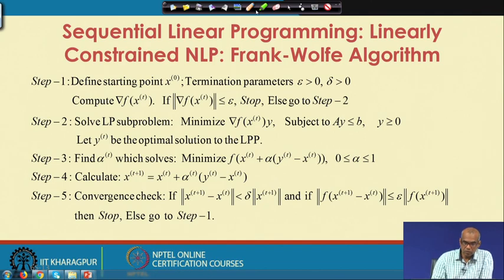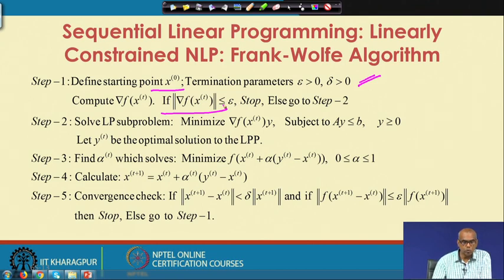So, in step 1, we define the starting point, and then we define two termination parameters epsilon and delta, which are small positive numbers. The current estimate is used to find out the gradient. So, find out the gradient at the current estimate. If this value is very small, we stop. Otherwise, you go to step number 2.